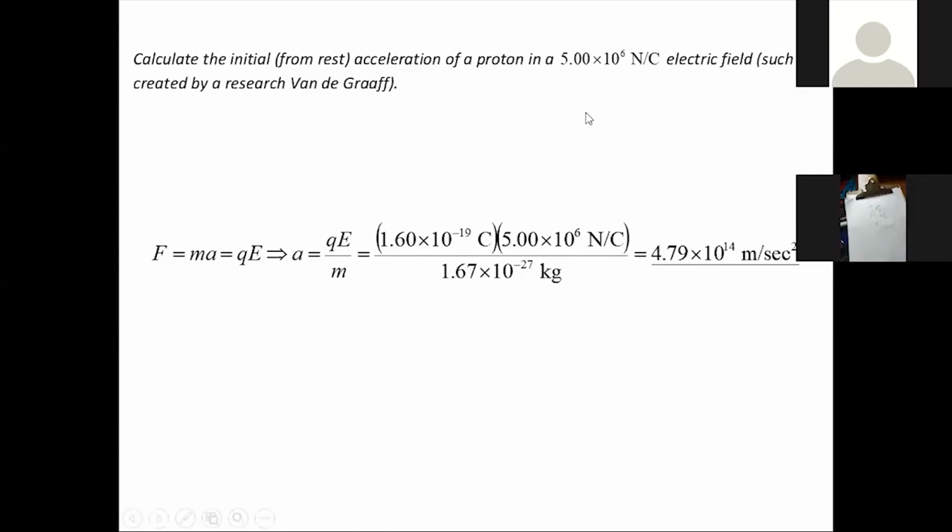So if you plug in the values, Q0 is the charge of a proton, which is 1.6 × 10⁻¹⁹. Again, this is a constant. It will be given. Then E is the electric field, which is 5 × 10⁶ Newton per Coulomb. That is given. Then M, what is M? M is the mass of the proton. This will also be given in the test, okay? If you just calculate this, you get the acceleration. The acceleration has the unit meter per second squared.